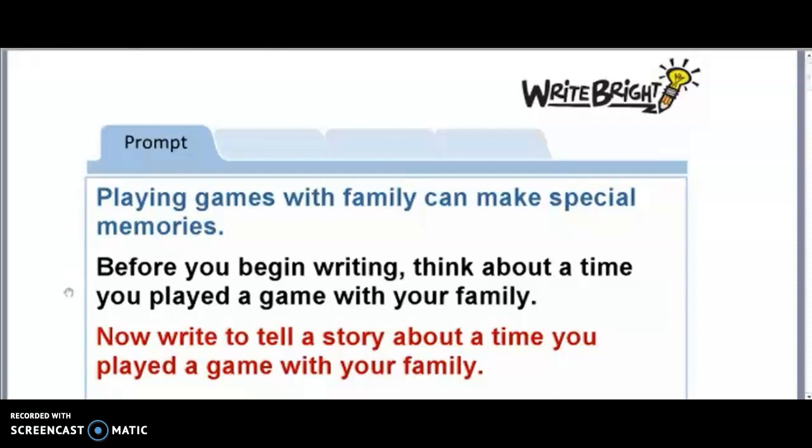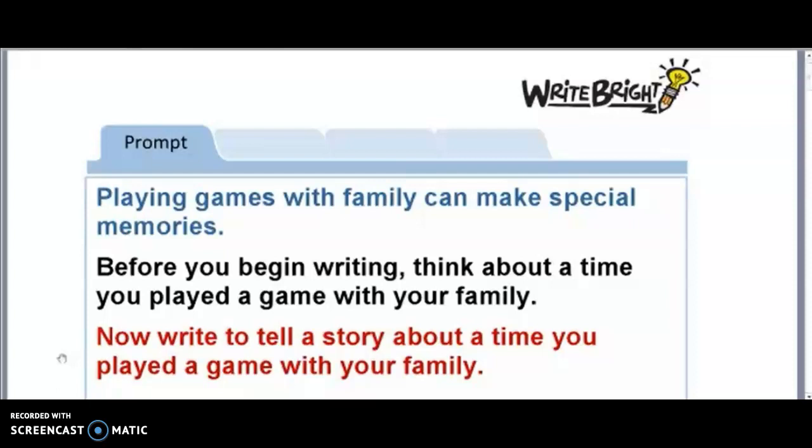Before you begin writing, think about a time you played a game with your family. Now write to tell a story about a time you played a game with your family.